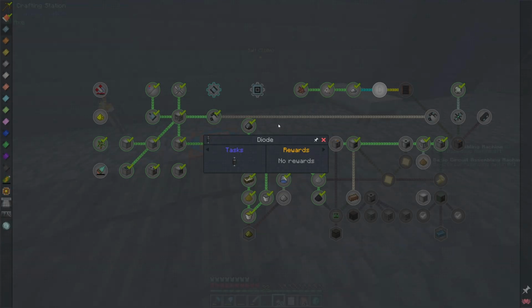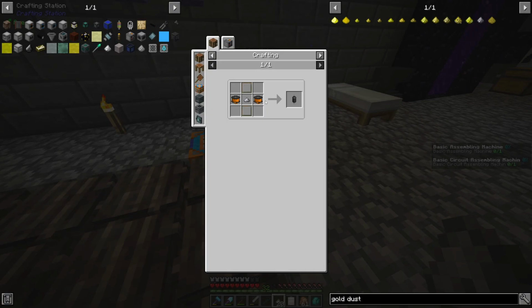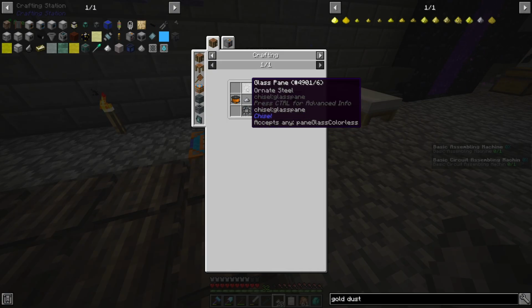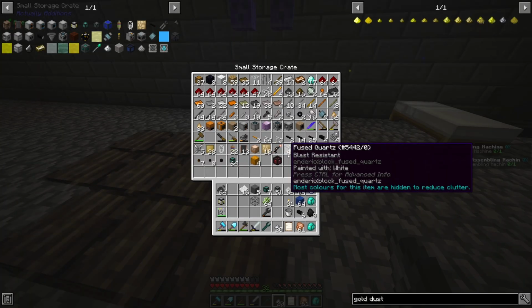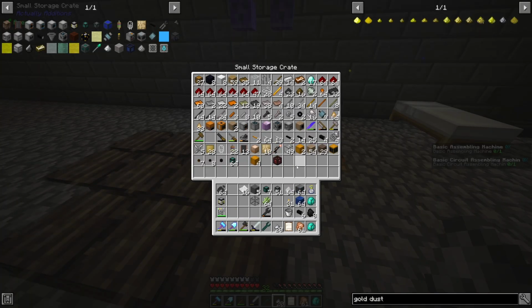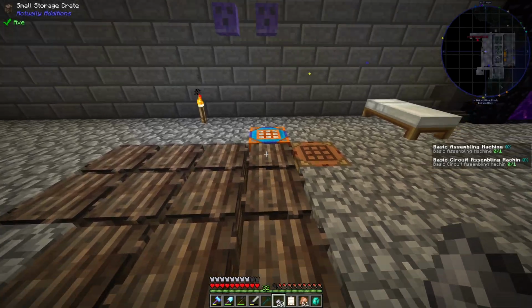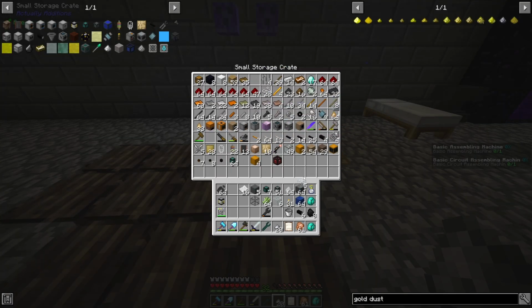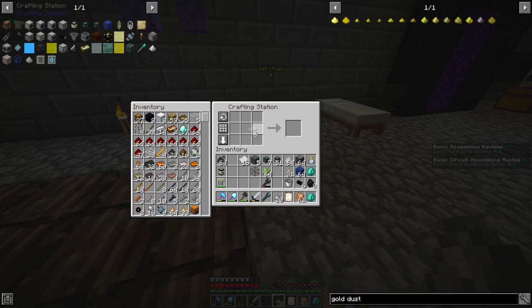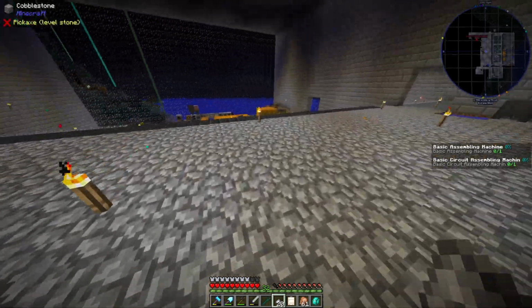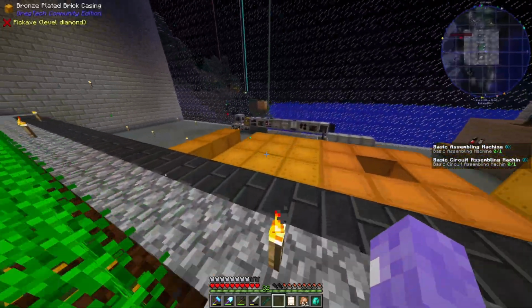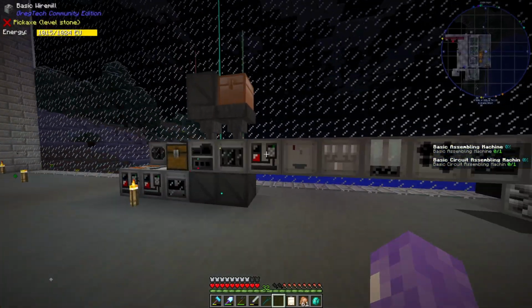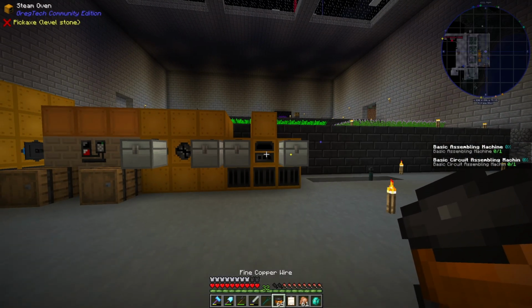And then that should allow us to make ourselves some diodes, which we just need fine copper wire and some glass panes. So let's go ahead and do that. Fine copper wire. I think I have that going. Do we have enough glass? Let's use this. See if we can make our glass panes. There we go. Let's go grab ourselves the fine copper wire that I have in the wire mill down here.